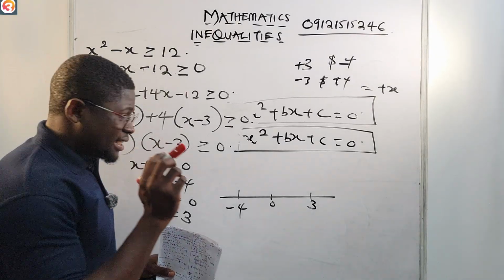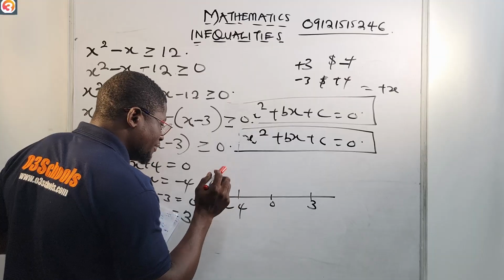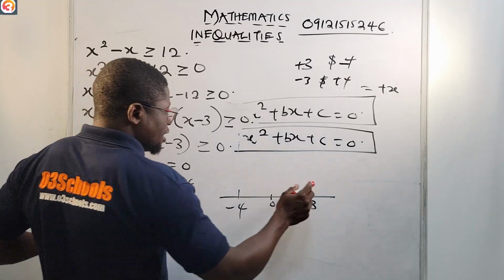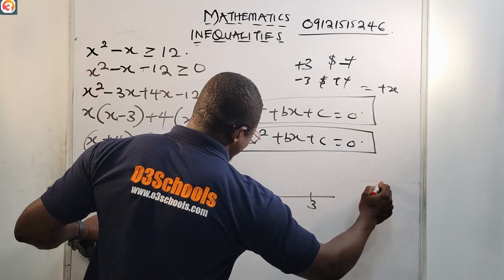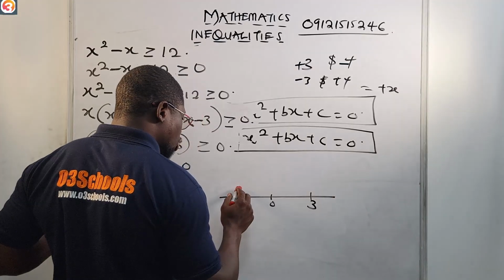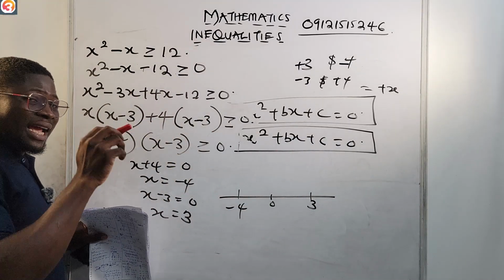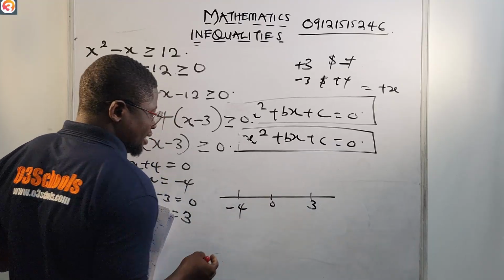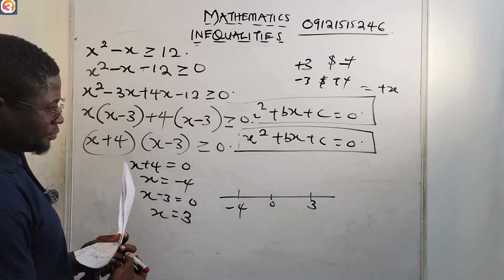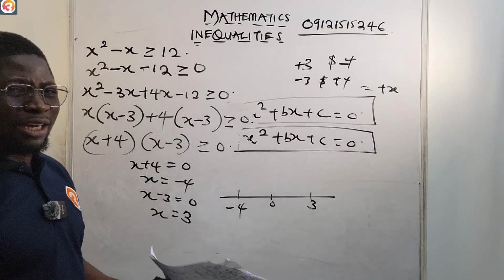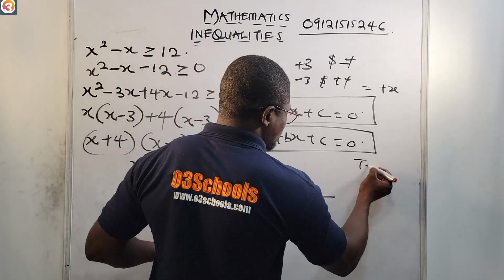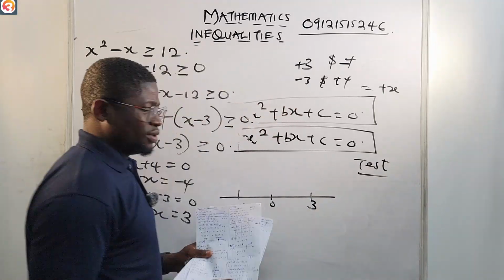Now, we have 3 regions here. Regions where the values of x are less than minus 4, regions where the values of x are greater than 3, and the region where x is between minus 4 and plus 3. Okay? So now, let us test. We need to now do testing, to find the solution.